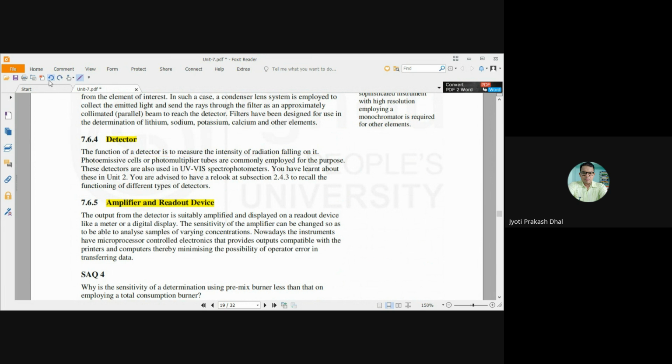Different types of detectors are there. Two types of detectors, that is photoemissive cells or photomultiplier tubes, are commonly employed for this purpose. The detectors are also used in a UV visible spectrophotometer.